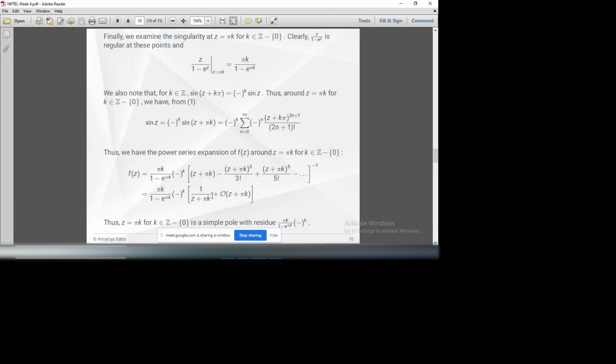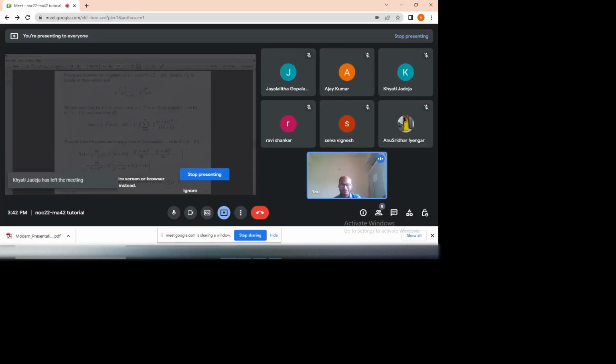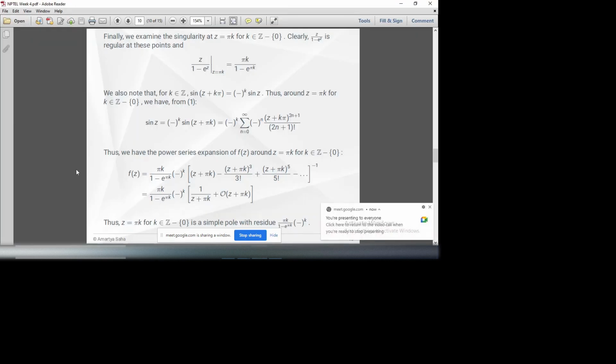Since the negative power is maximally 1, z equal to pi k is again a simple pole with these residues. So all of those three kinds of poles were simple poles, but of course with different residues. That concludes this problem. I hope it is clear, but of course the best thing to understand these kinds of problems is to do it yourself. But these are the steps that have to be taken.